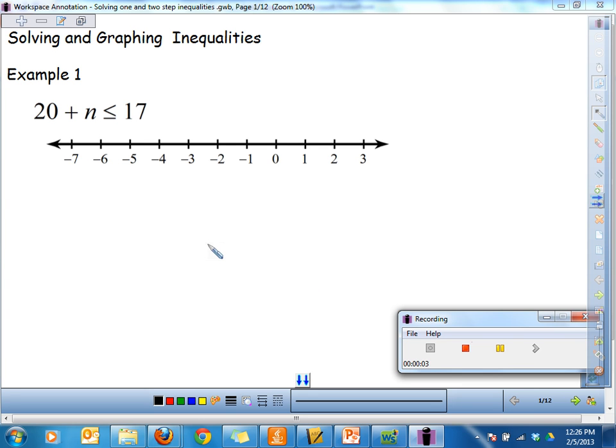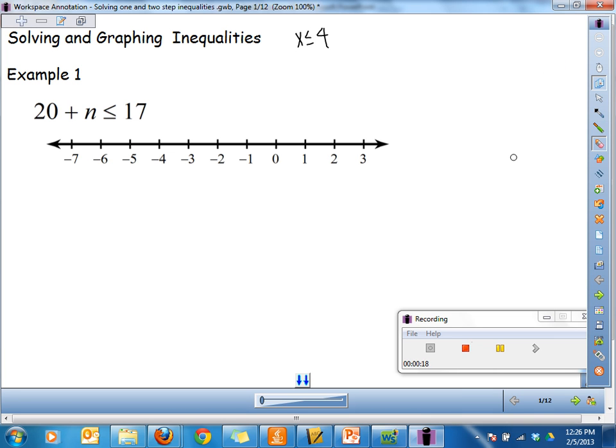Alright, this video is about solving an inequality and graphing an inequality. We've talked previously about how to write inequalities from words, and how to graph a simple inequality like x is less than or equal to 4. Now we're going to talk about how you take an inequality that requires solving and graph that.